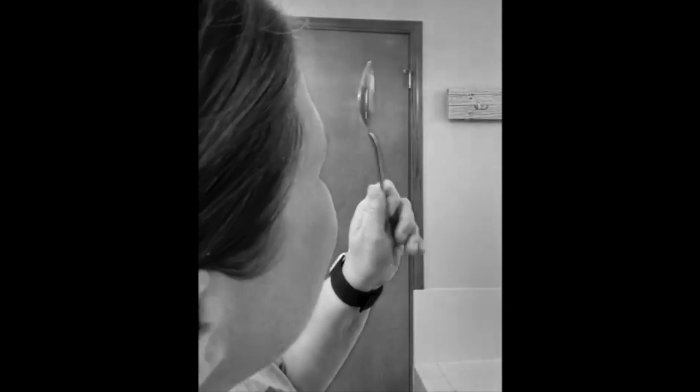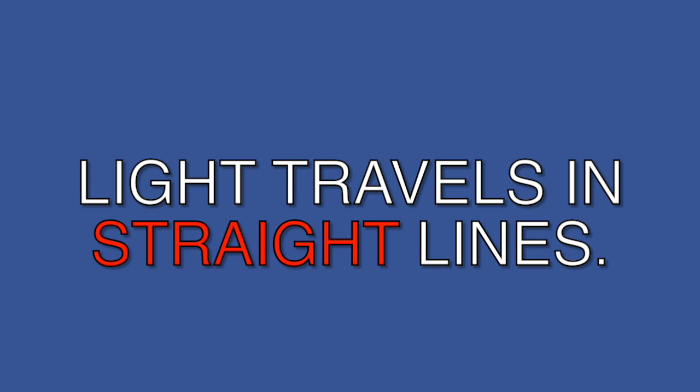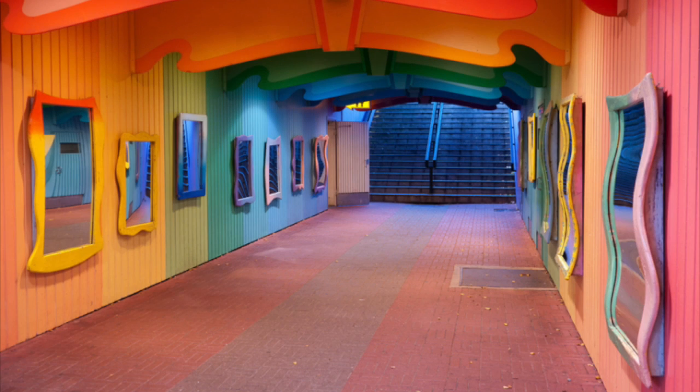So why the different results for both sides of the spoon? It's all about how light travels. Light travels in straight lines, and it gets reflected in straight lines too. When light is reflected from a curved surface, the rays bounce off at different angles. The reflected image appears upside down because of the angle of the reflected rays of light. That's also the reason your reflection looks so silly when you look in a funhouse mirror. Aren't those fun?